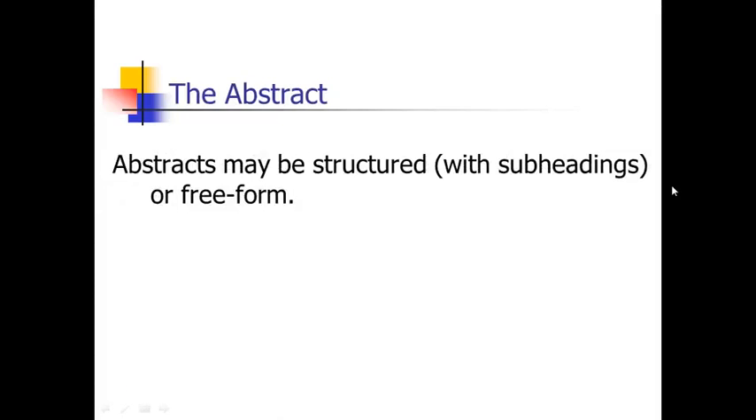Now, abstracts come in basically two forms. They may either be structured, where the journal says, hey, we want you to have something for each of these pieces with subheadings like introduction, results, methods, or the subheadings are fairly obvious. Some journals will have more subheadings and more categories than others. Or you may have a free-form abstract. So you can see both kinds. The structured ones are obviously a lot easier to write.